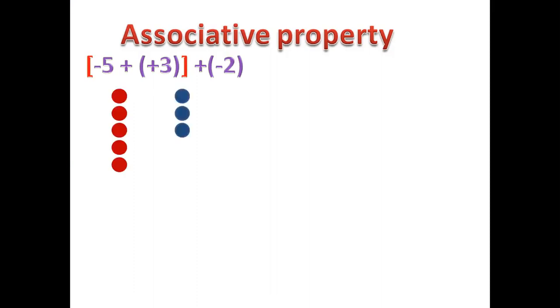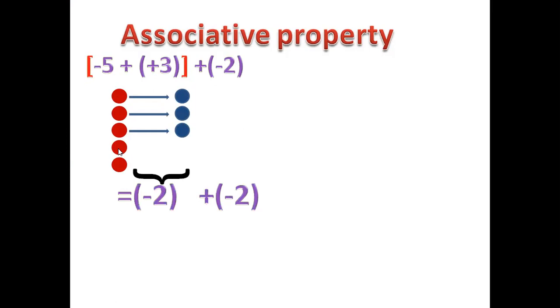Let us see the associative property. Here I have taken three integers, -5, +3 and -2. They are to be added. I will group the first two numbers, that is -5 and +3. Add this first. -5 added to +3. Now here 3 negative points with 3 positive points cancel out, then remaining -2. So the answer is -2. Now add this -2 to -2. So the answer is -4.